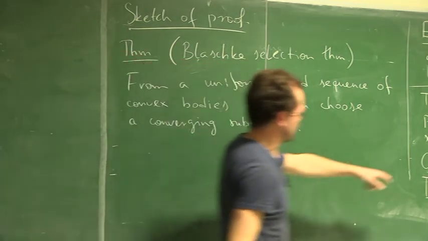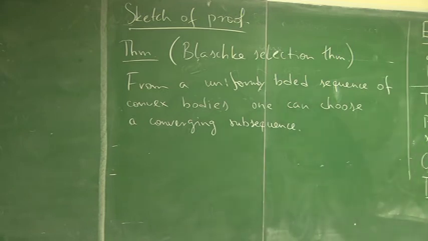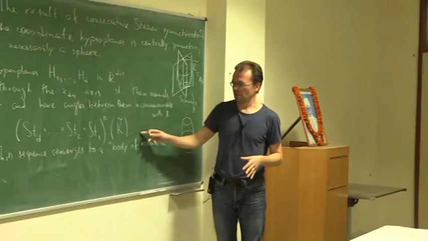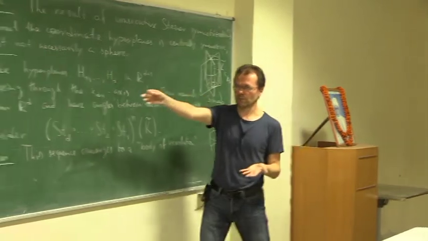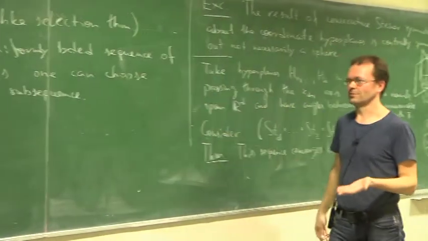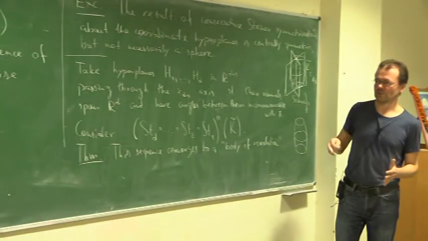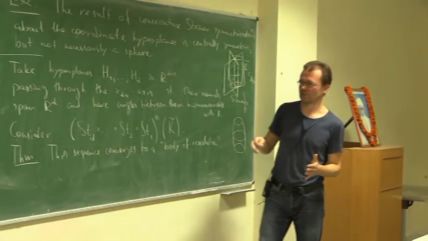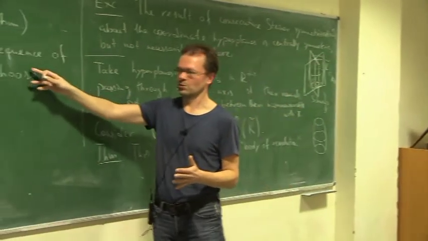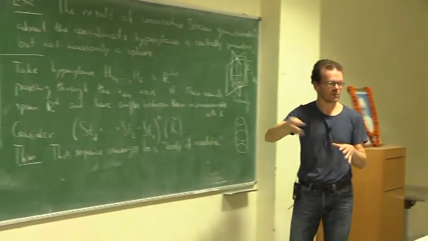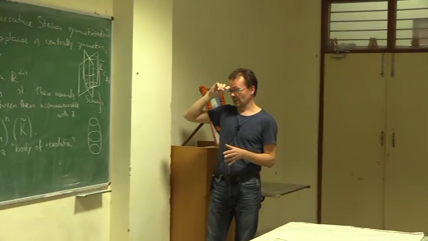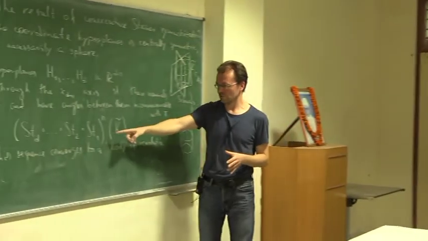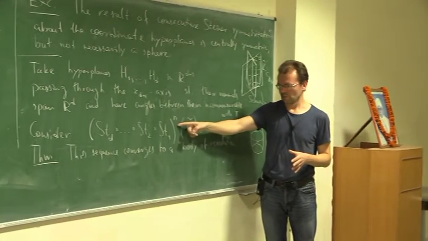And so this sequence is uniformly bounded. This is easy because if the body was already in a ball, then it will remain in the ball. So from this sequence, one can choose a converging subsequence. By the way, the proof of this theorem is maybe easy. Well, that's again something technical, but maybe it's easier to look at it in terms of the support function, because we have a sequence of convex functions, and from a sequence of convex functions, one can choose a converging subsequence.